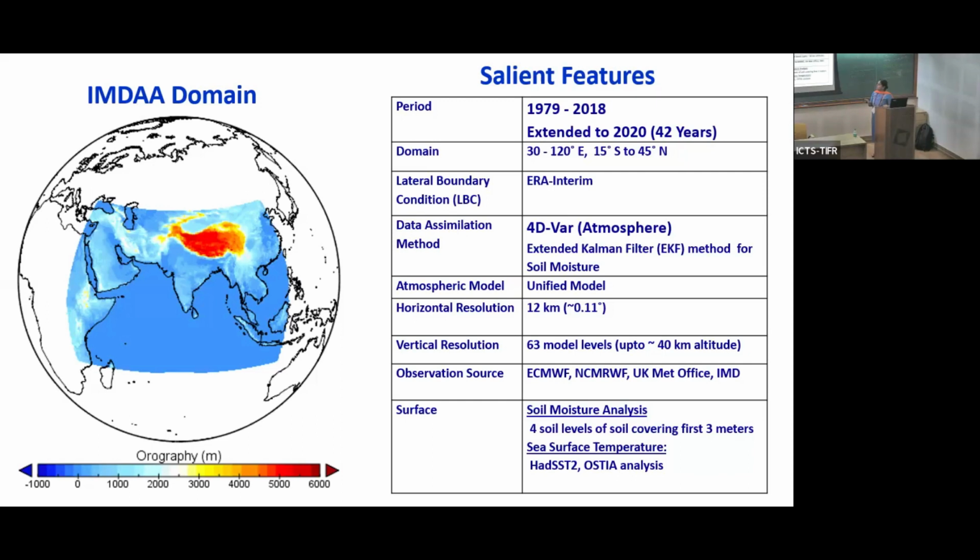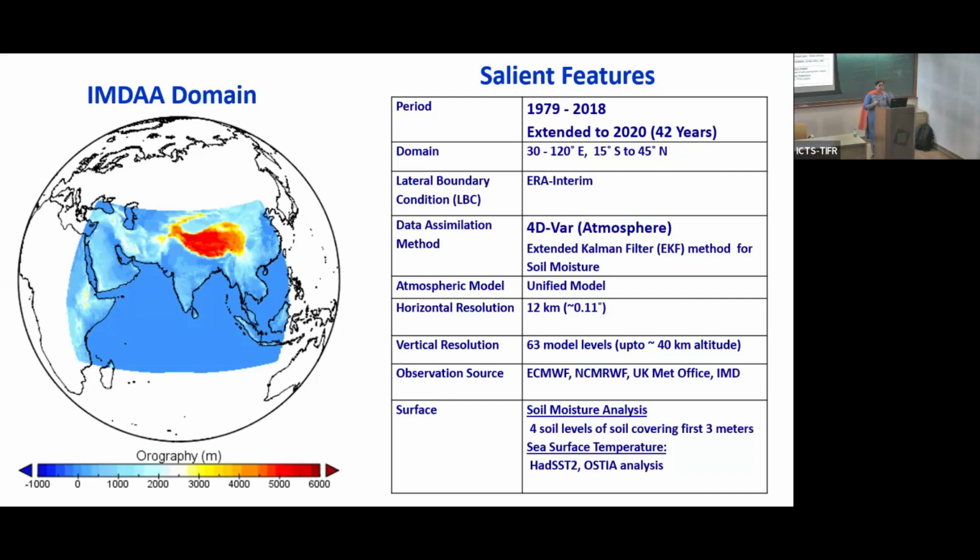The horizontal resolution is 12 kilometer, but even so, our data assimilation resolution is 24 kilometer. We didn't assimilate the data at the same 12 kilometer, but at a coarser resolution of 24 kilometer. The vertical resolution is 63 model levels, and the model top was at 40 kilometer. And for the observation source, since we ran this reanalysis from 1979 to 2020, we took the observations from different agencies like ECMWF.